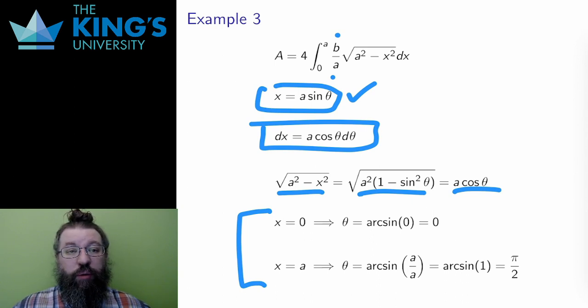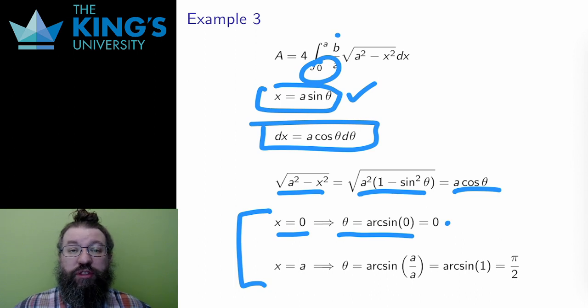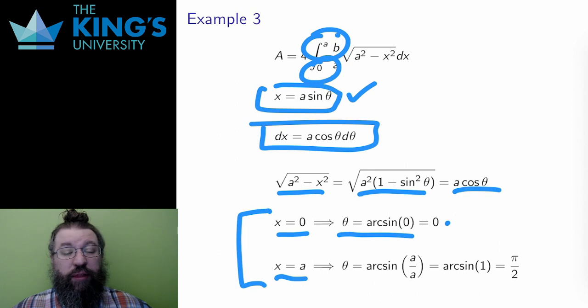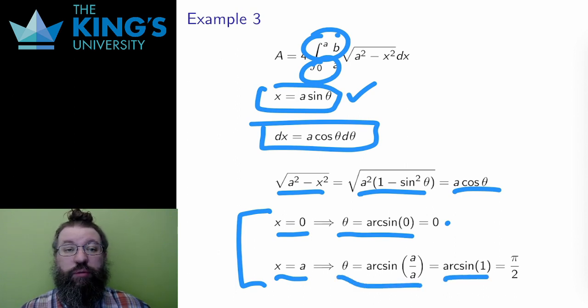When x is 0, this means 0 equals a sine theta. So theta is the arcsine of 0, which is also 0. The restricted intervals for the substitutions, which I mentioned in the second video, are important here. They match up with the domain and range of the inverse trig functions. So arcsine works well here. Likewise, when x is a, the substitution equation becomes a equals a sine theta, so theta is arcsine of a over a, which is arcsine 1, which is pi over 2.